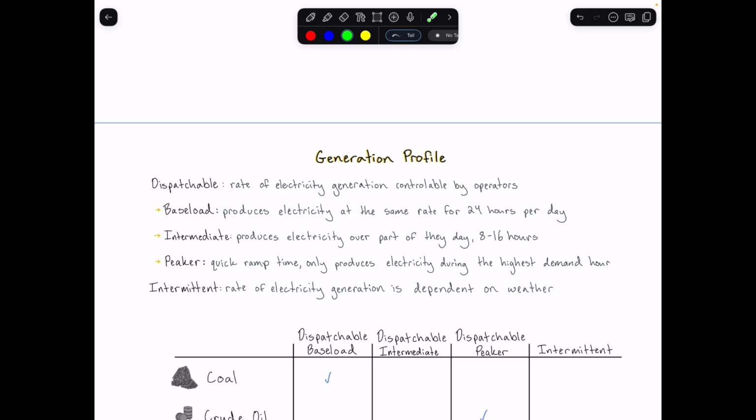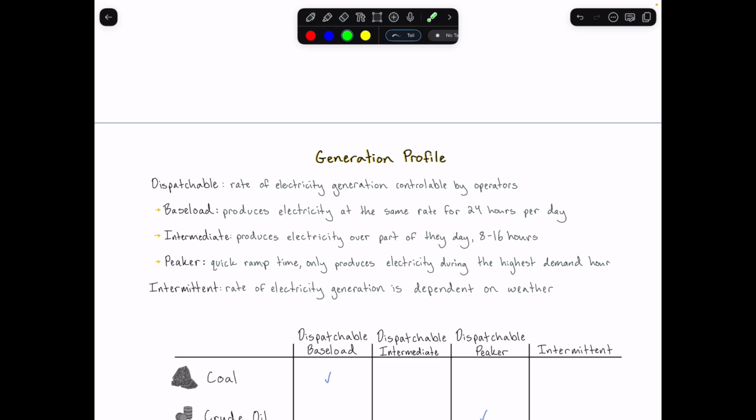And then within dispatchable, there are 3 subcategories. There is baseload, intermediate, and peaker. A baseload resource produces electricity at the same rate for 24 hours a day. These are resources that usually take a couple of hours to ramp their power output up or down, and they're usually a bit lower cost than some of the other resources.